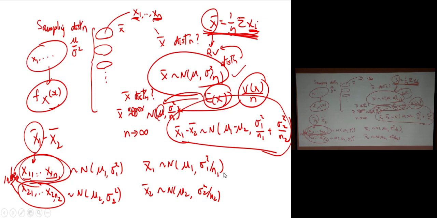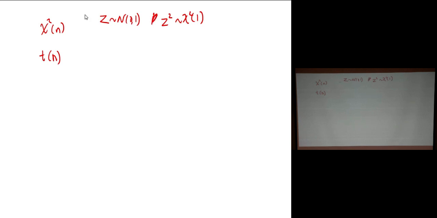All right, then we also discuss two more new distributions. One is chi-square, the other one is the t-distribution. You have to be aware of what the parameters are and what the properties of these distributions are. One important property: if you have a standard normal random variable and you square it, then this will have a chi-square 1 distribution. So this is the first property.